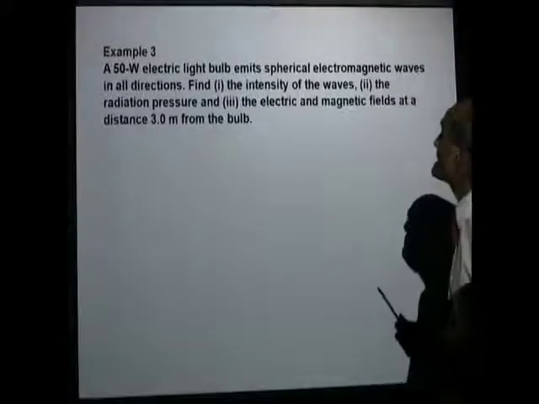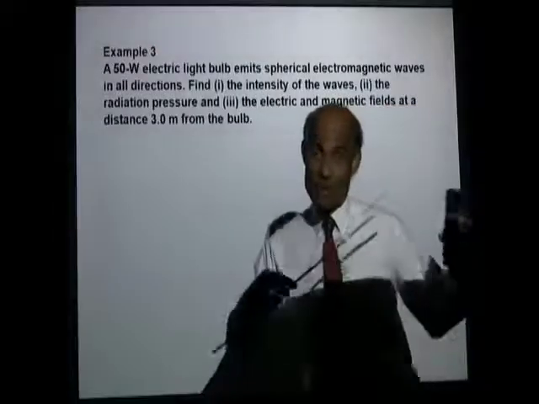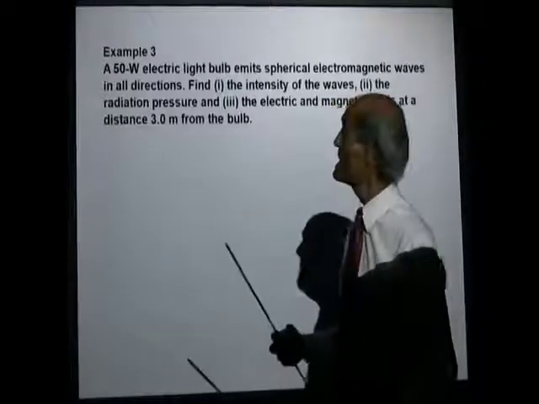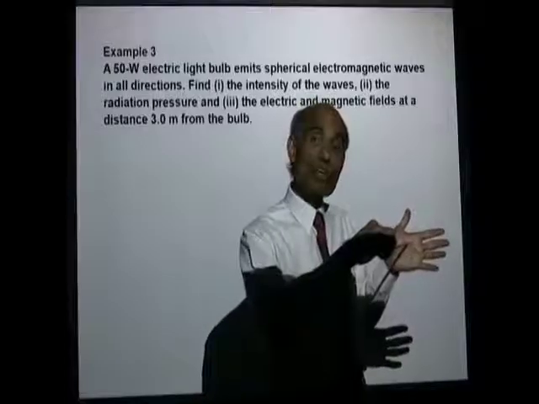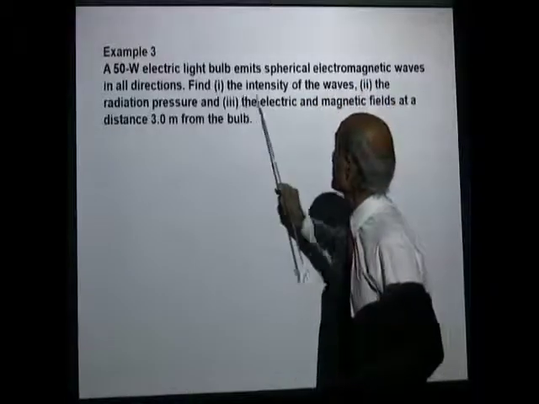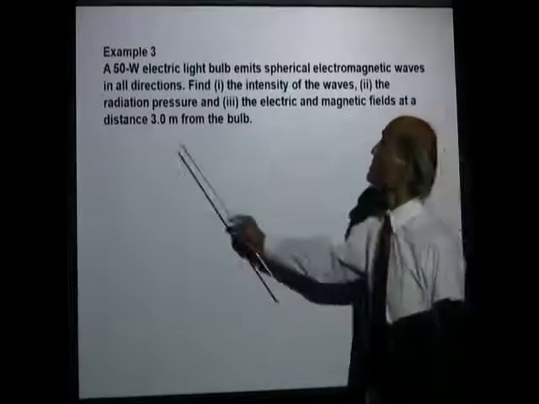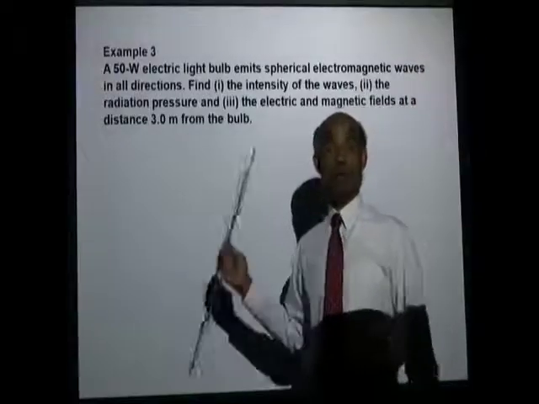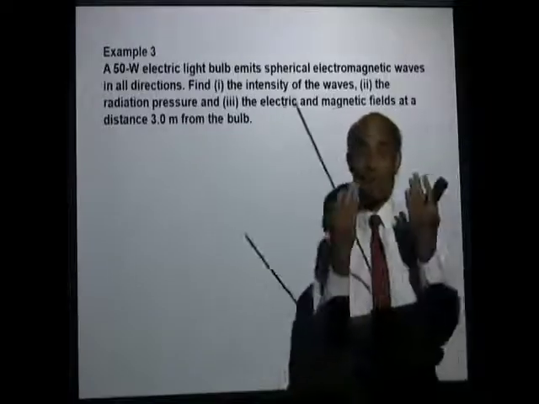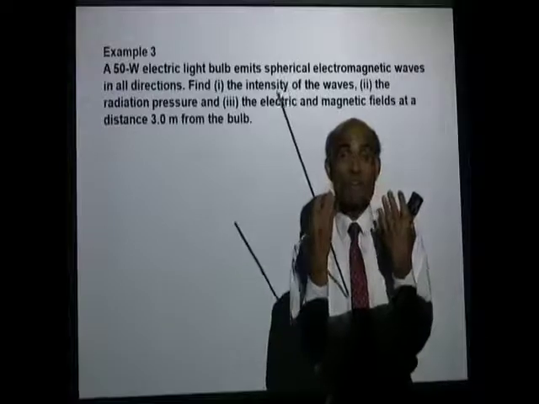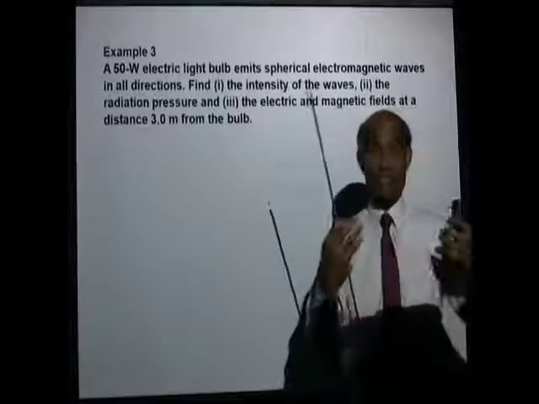Alright, let's do a small problem. A 50-watt electric light bulb emits spherical electromagnetic waves in all directions. Find the intensity of the waves. Well, this is where the original definition of intensity is going to help. What is the definition of intensity? It is the power crossing unit area at that point. That's how we're going to calculate that intensity. Then find the radiation pressure and the electric and magnetic fields at a distance of 3 meters from the bulb. Well, in fact, I'm standing about 3 meters from the bulb, and this problem is very much applicable in my case. What is the radiation pressure on my face? What are the values of electric and magnetic fields where I'm standing?